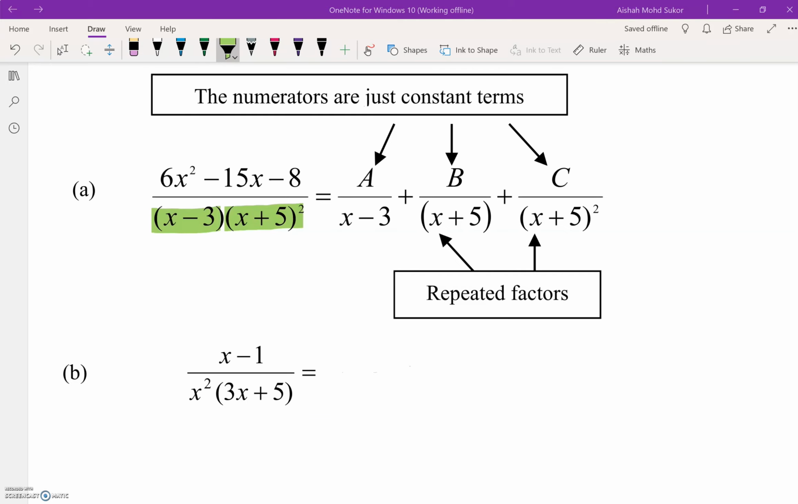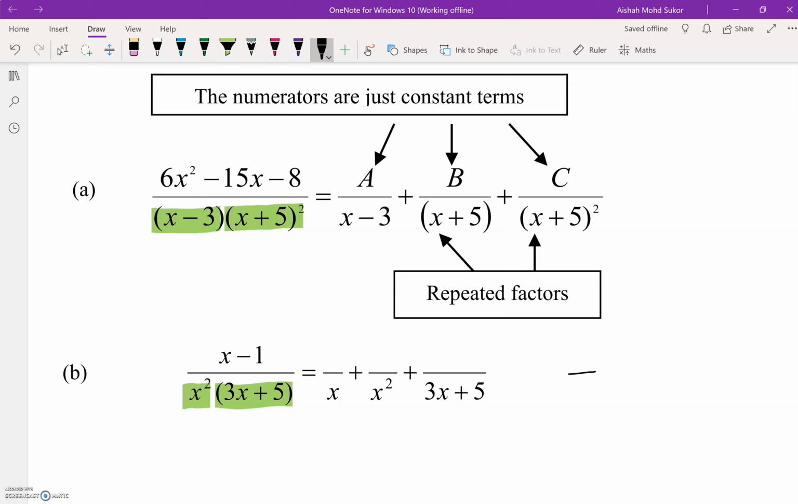Okay, now look at example b. At the denominator, we have x squared and 3x plus 5. X squared is a repeated linear factor and 3x plus 5 is a linear factor. X squared is called a repeated linear factor because x is repeated 2 times. Therefore, x squared is a repeated linear factor. So, for the partial fraction, we have x, x squared, and 3x plus 5.